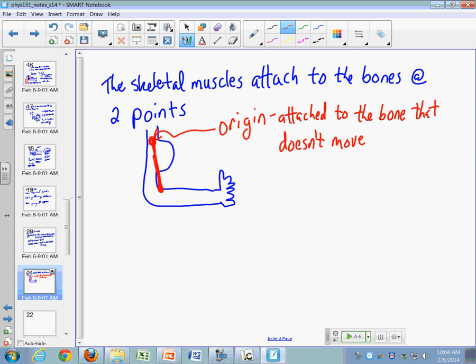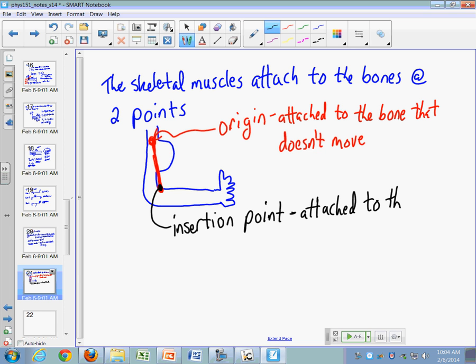And then the other point that it attaches, y'all know this? Gosh, y'all are smart. So this other point is called the insertion point. All right, and it's attached to the bone that does move. All right, so the origin and the insertion point.